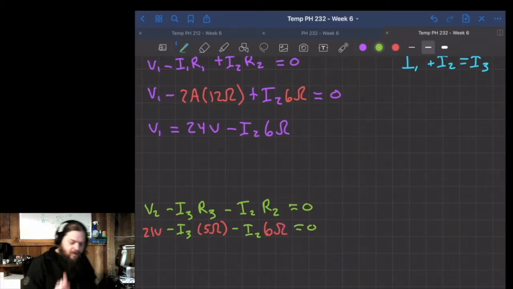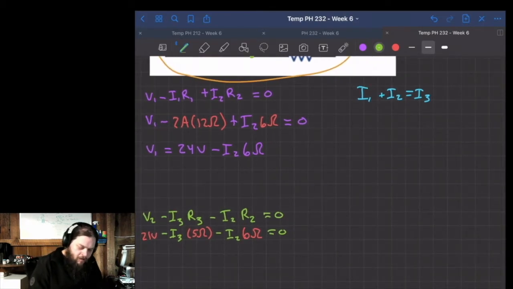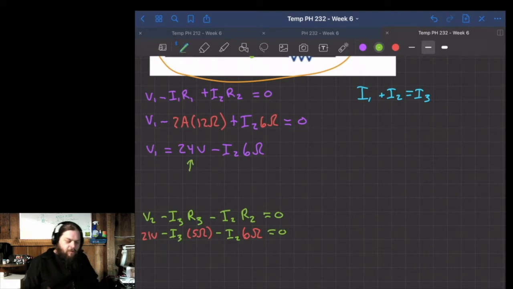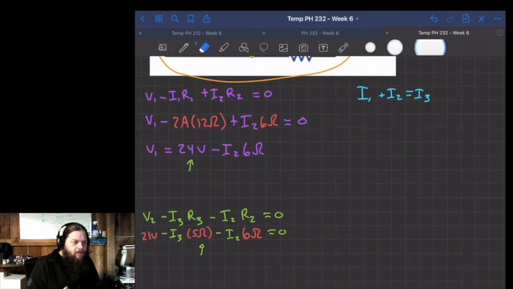I'm just plugging in the values they were giving us. Up top I have this equation in terms of I2, and down here I have this equation in terms of I2 and I3. So I am going to rewrite this bottom equation in terms of I3 alone.